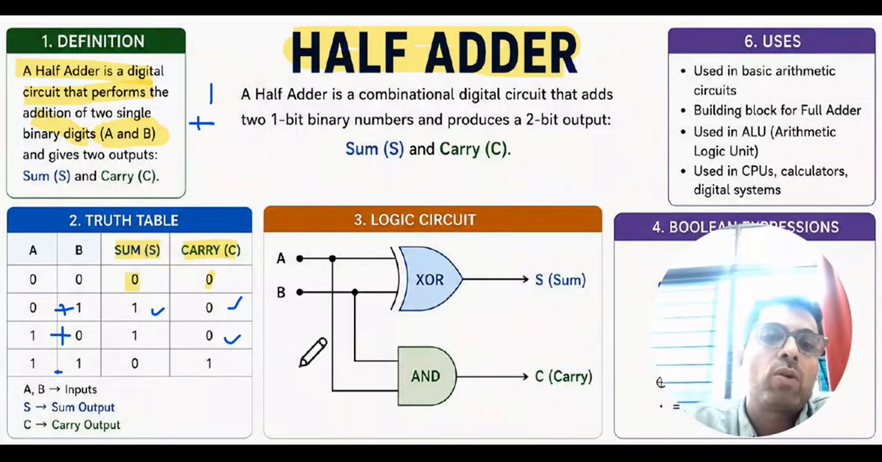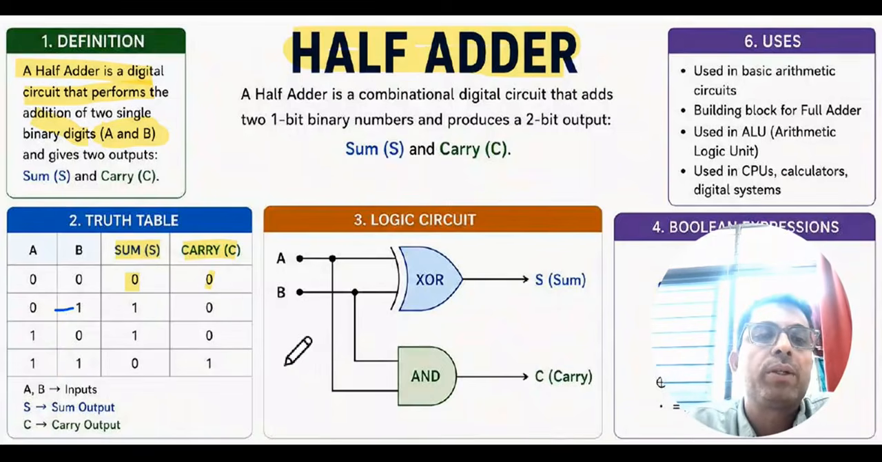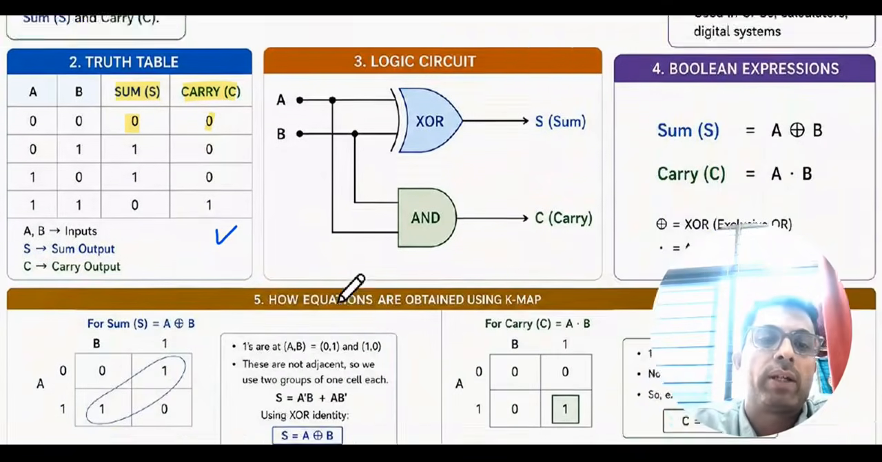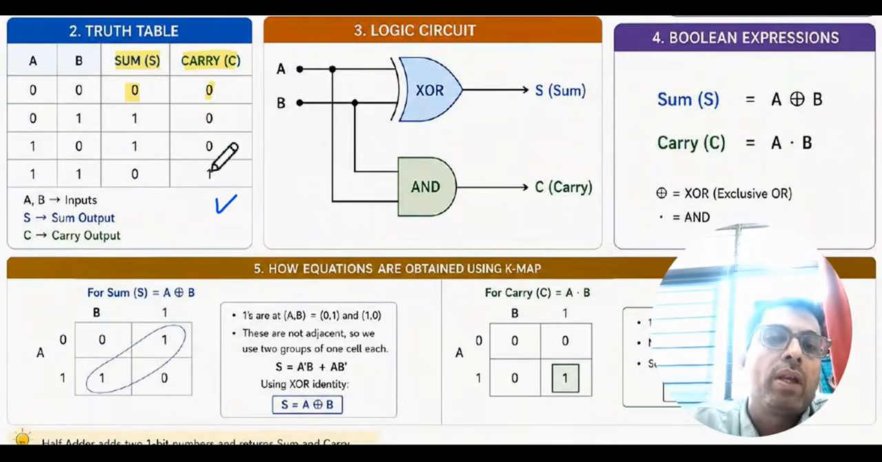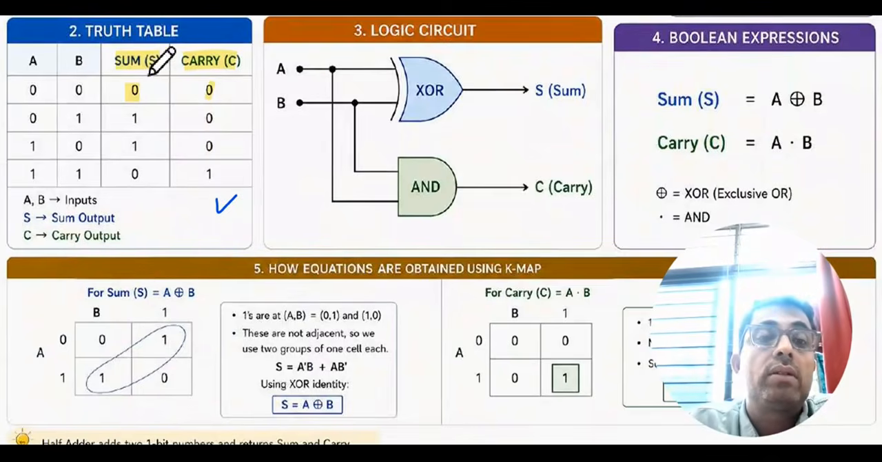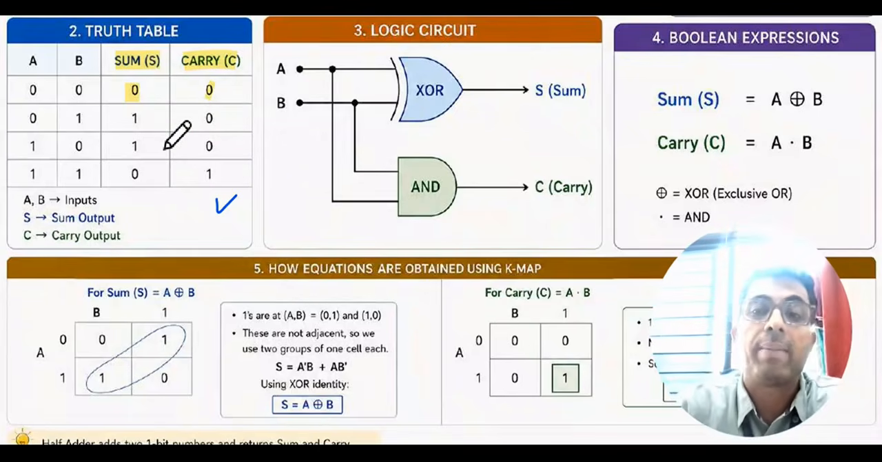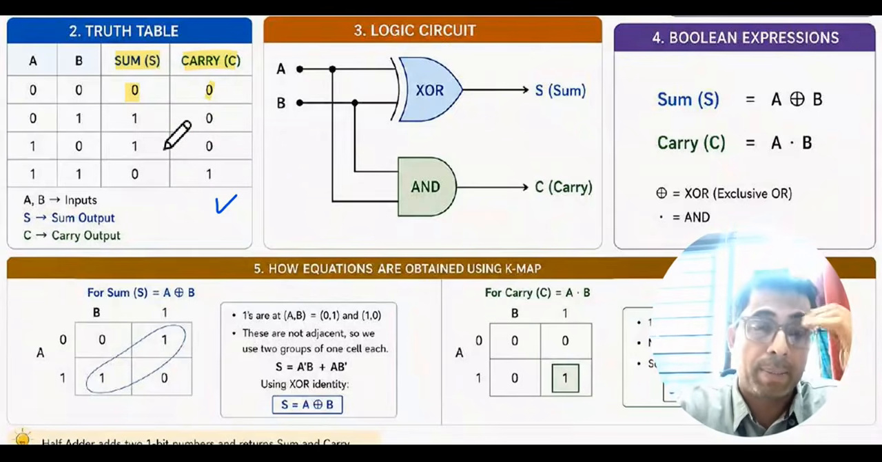So this is your truth table. This is the first step you need to write in the examination. This is the definition. This is the truth table, right? And after the truth table, you need to make the equation for drawing the diagram. Okay. So you can write the equation with the help of the K-map technique, right?